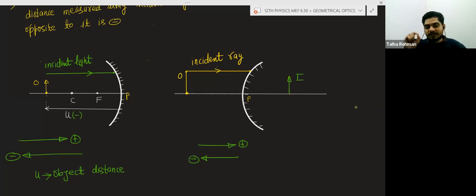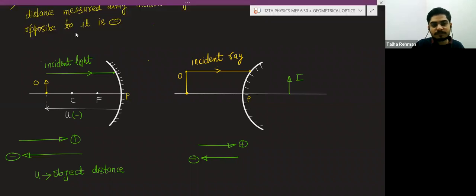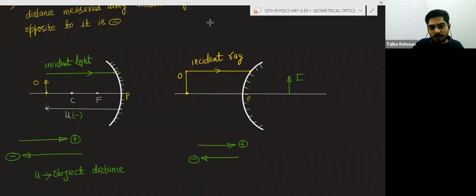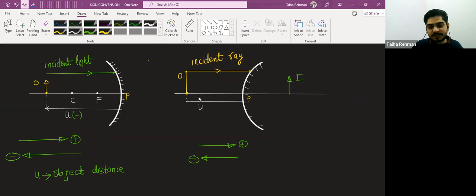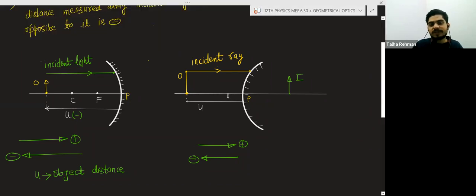Now if you want to measure the object distance and image distance, you always measure the distance from the pole, you know this very well. So from the pole you will measure the object distance. This will be the object distance u, and you have measured it in the opposite direction of the incident ray. So this distance you will take negative.